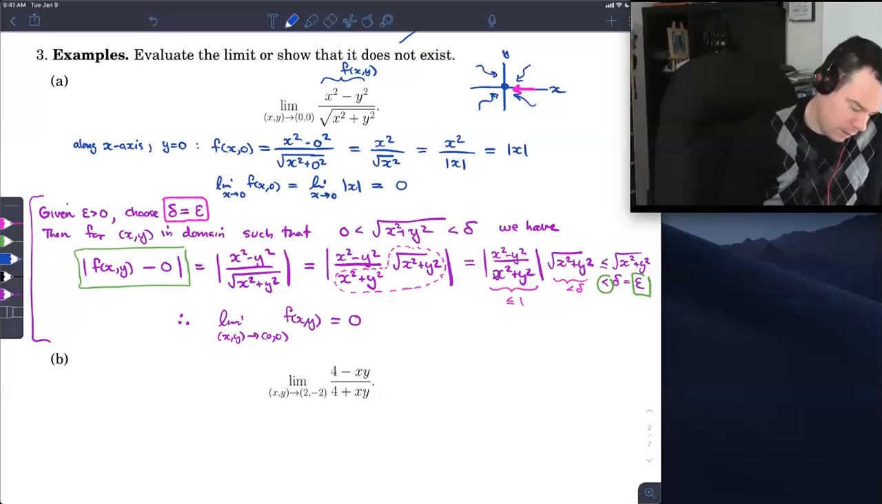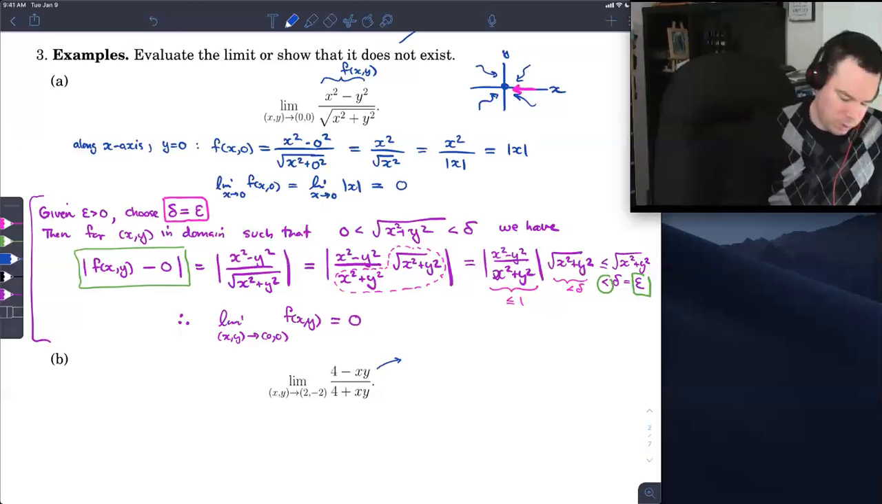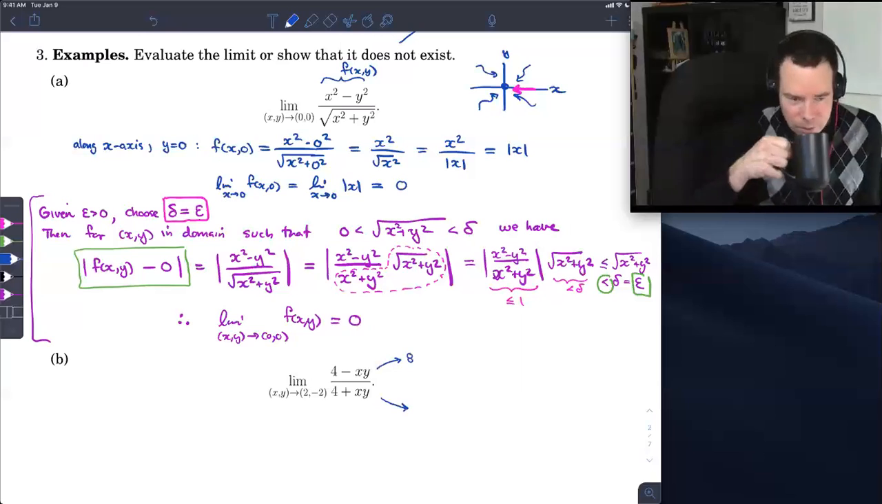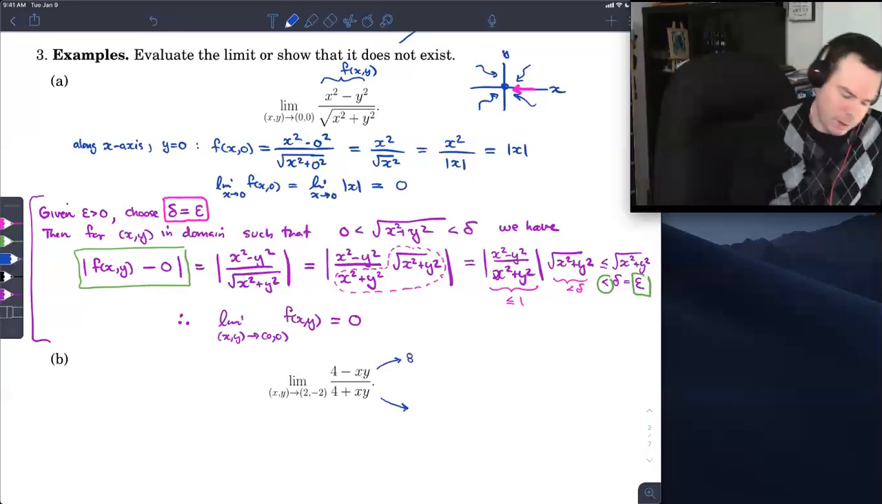If I look at this one and I say, what's going on as xy goes to 2 negative 2? Well, I can just pop it in and see what happens. As xy goes to 2 comma negative 2, the numerator is going to 4 minus 4, or 4 plus 4, or 8. Whereas the denominator, what's the denominator going to? As xy goes to 2 comma negative 2, yeah, the numerator goes to 8, and then the denominator is going to 0. So does the limit exist?